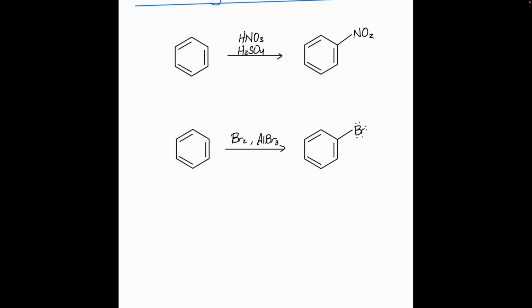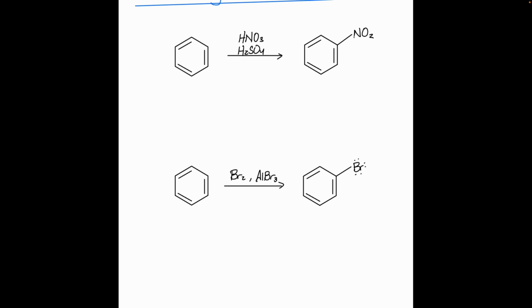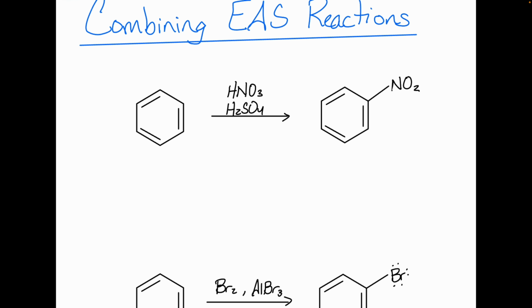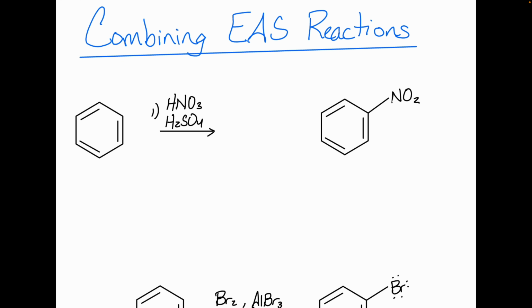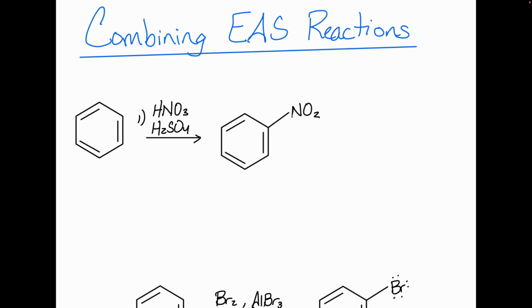Cool. So if we do just one of these EAS reactions, we're going to substitute a hydrogen onto that ring with one of our electrophiles. All right, but now what we're doing is we're going to combine these. So I'm going to do first that nitration reaction, and then I'm going to follow it up, and actually I'm going to draw this out the long way here just to prove a point. We're going to do this nitration reaction first, but then we're going to do a second reaction, taking that product, and we're going to do a bromination reaction.